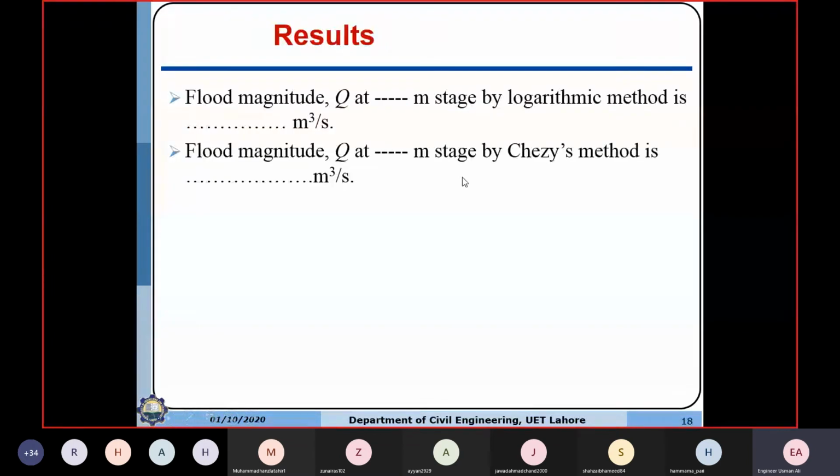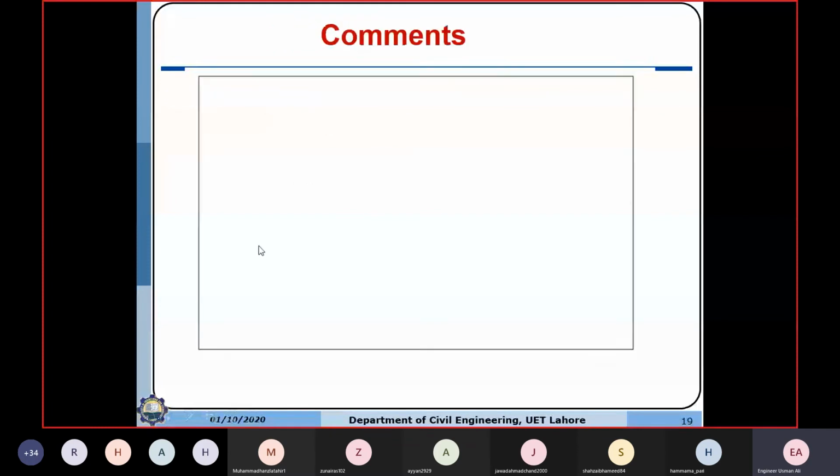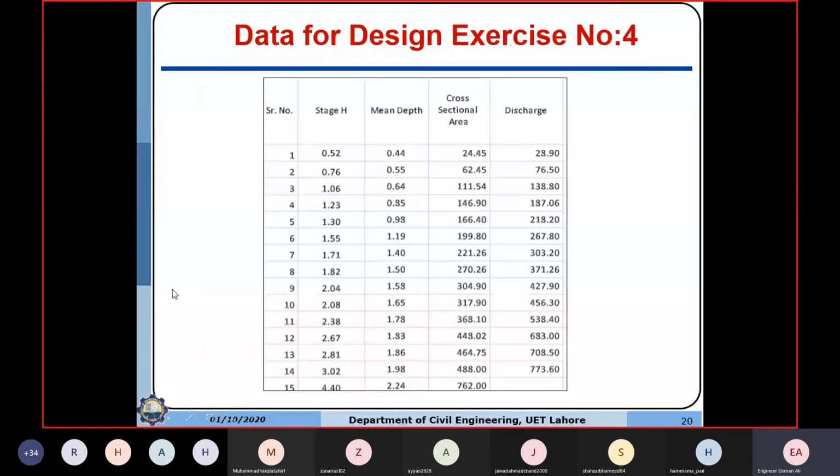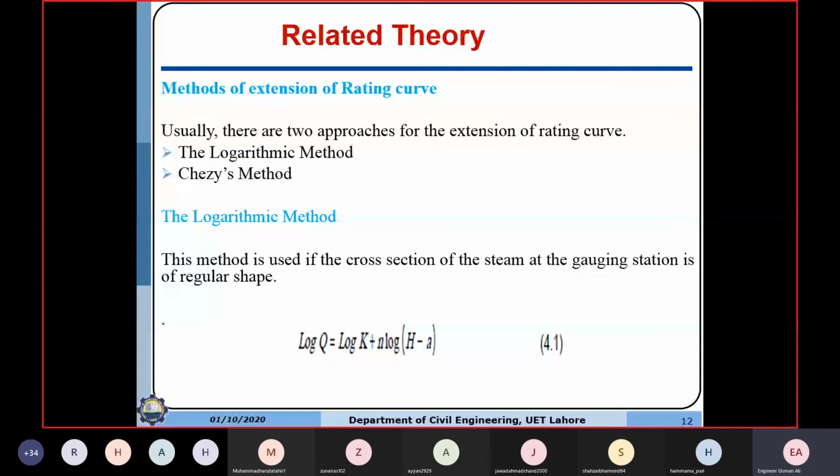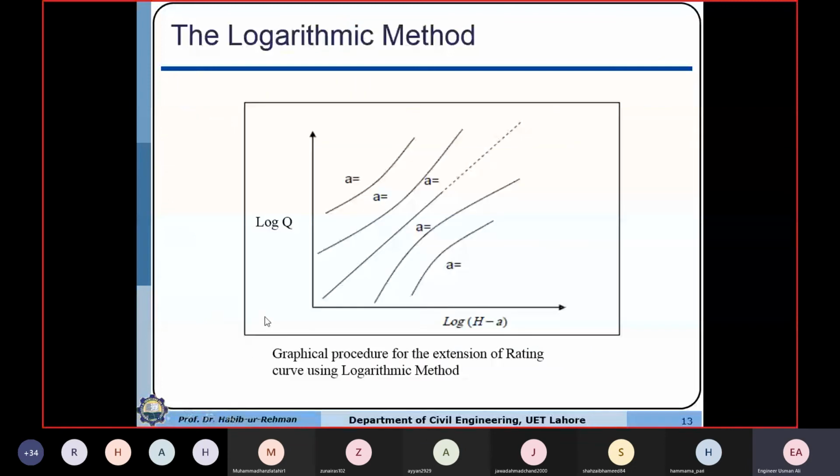Flood magnitude Q at 4.4 meter stage by Chezy method is this much. Then you have to find the percentage difference between both, and accordingly you can comment that using these two methods, this is the difference that we have achieved in this case. Now remember this logarithmic method, as it is mentioned, it is more useful when the cross-section of the stream is of regular shape. So this method is more used over there as compared to other method.